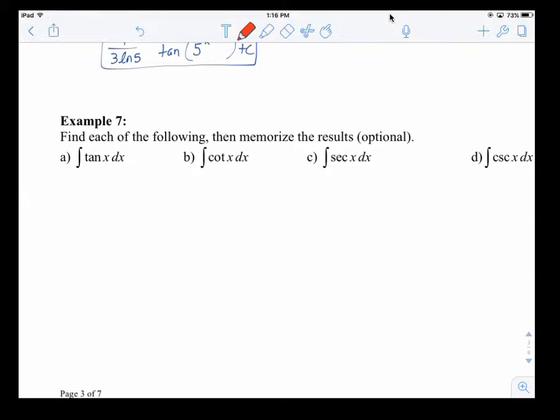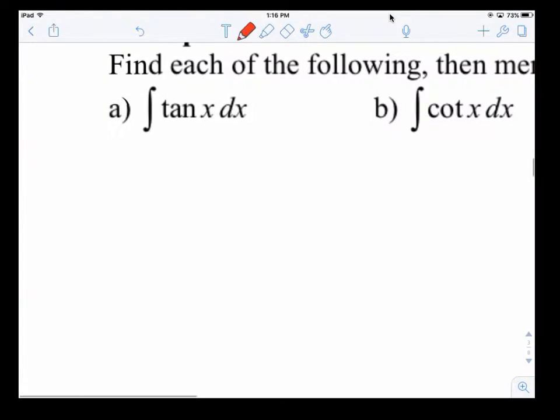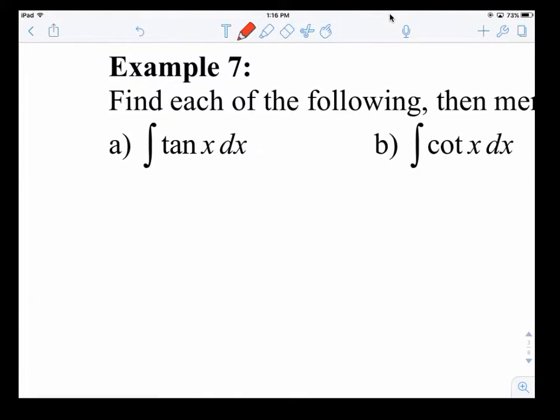All right, so we're not going to do them, but this would be 7a. Now there's no function when I take its derivative that's going to give me just plain tangent, right? But how could you rewrite that if you wanted to figure out the antiderivative?